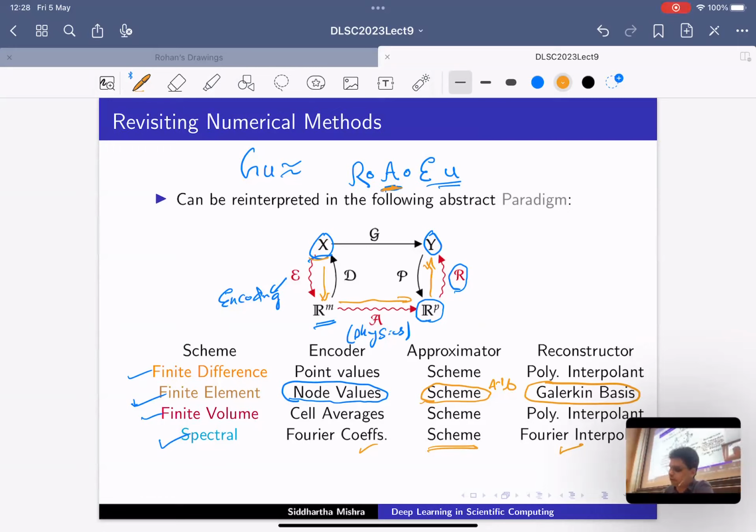Now, what is the issue? Traditional numerical methods clearly are able to do it. But the issue is that our objective, so recall, let me write it down here, the aim is to learn operators from data.